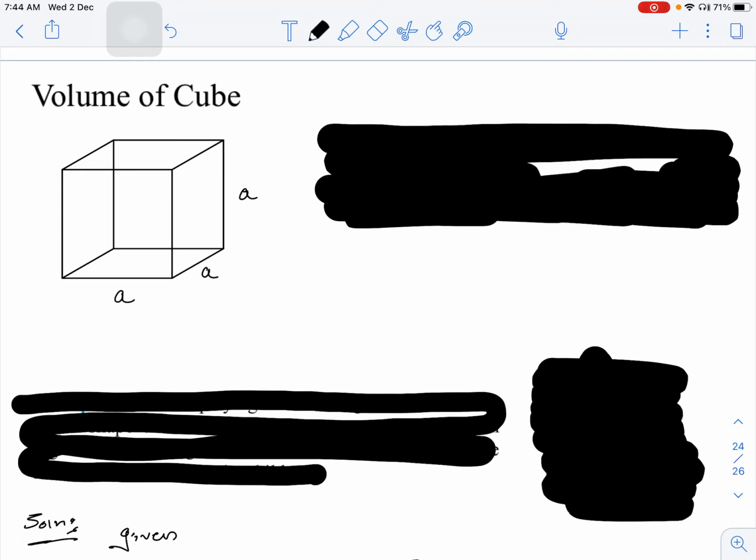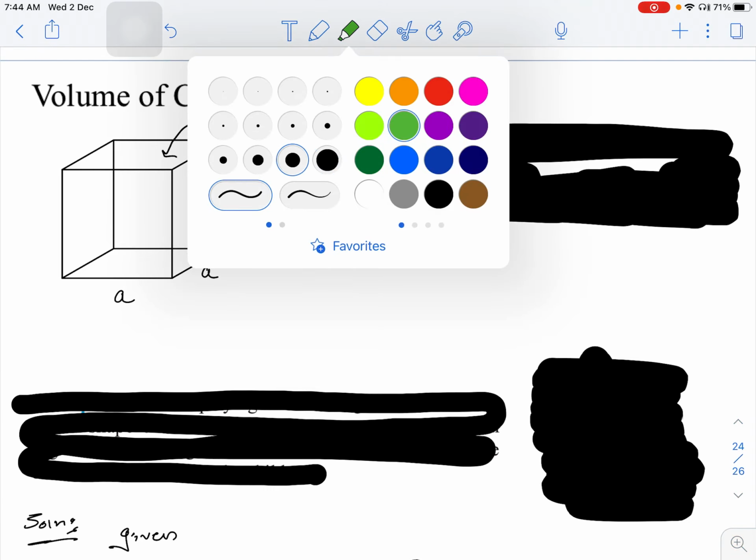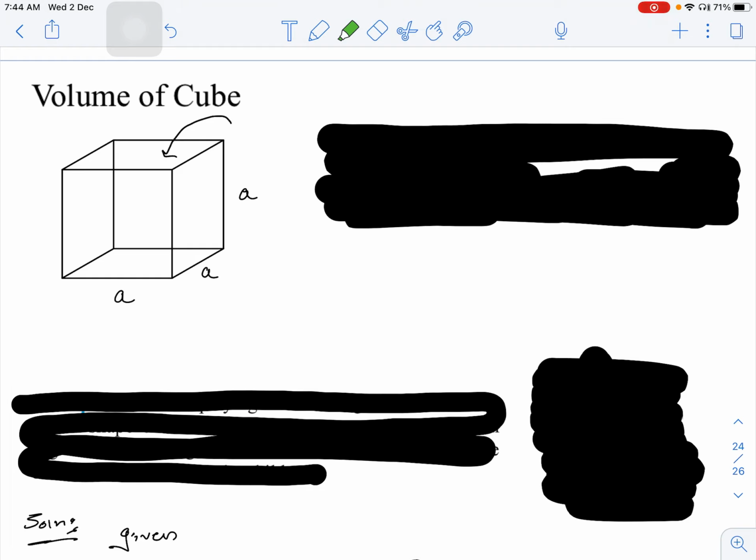Now again same condition. If you start filling water in this cube, then what will happen? First, it will cover the base portion. Now this is the base portion. So we can say that it will cover A into A. That is the area of base. After covering this area of base, that is A into A, now it will cover some height. That is our third dimension. Therefore, volume of cube will be equal to, now we have a formula, A into A into A.